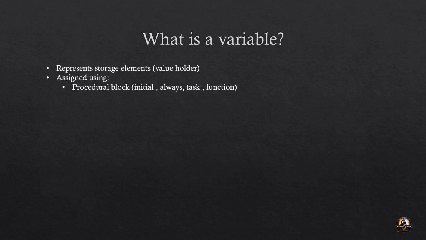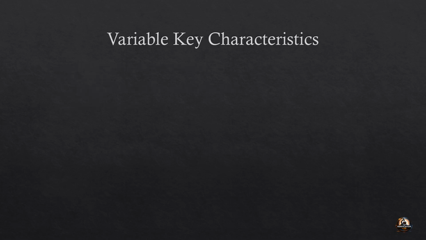If I take a real life analogy, think of it as a notebook. You write a value, it stays there until you override it. That's the variable. So now let us take some examples. Logic, bit, int, byte are commonly used variables. So let's move to the next slide, and this will explain the variable key characteristics.